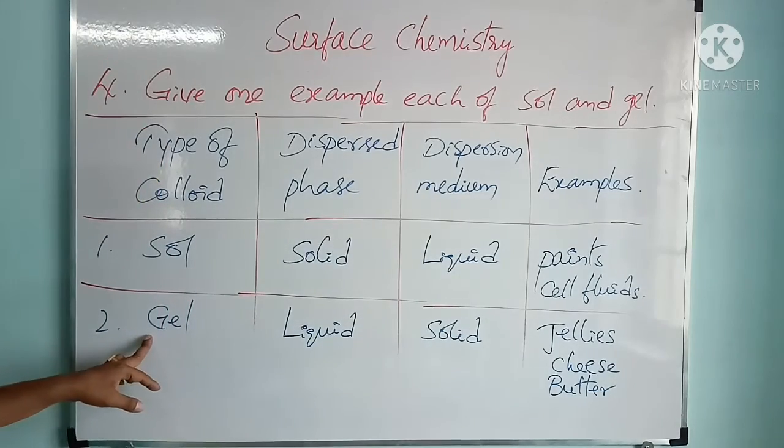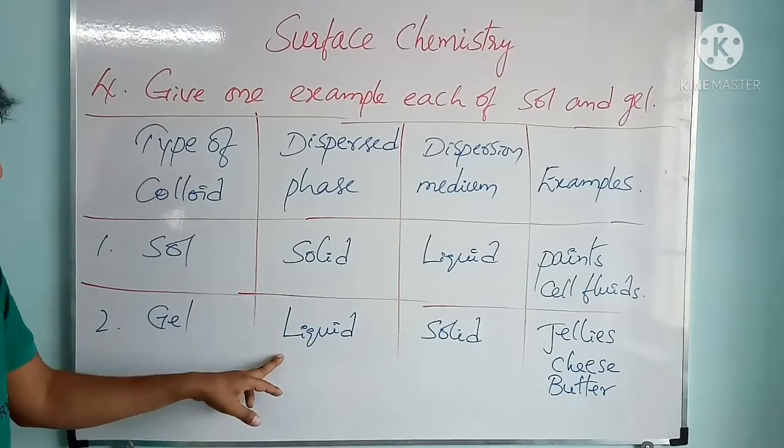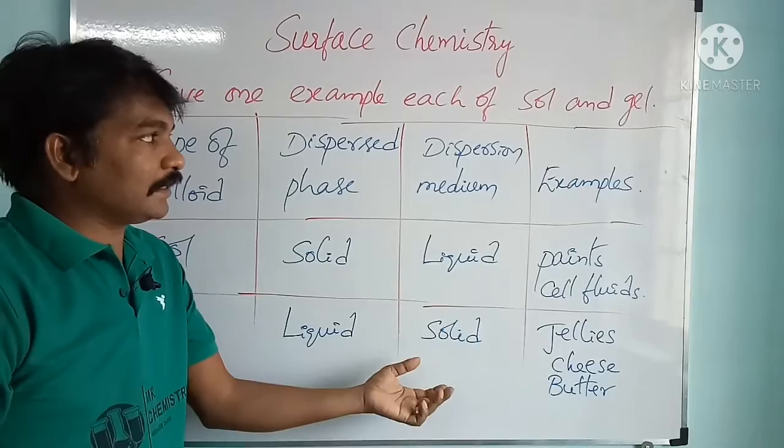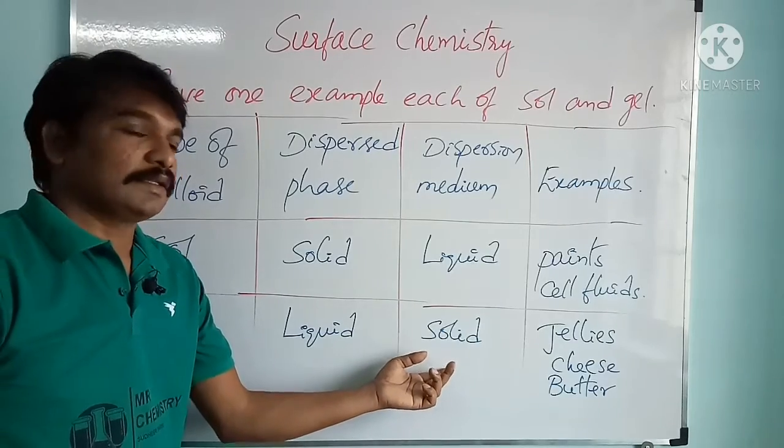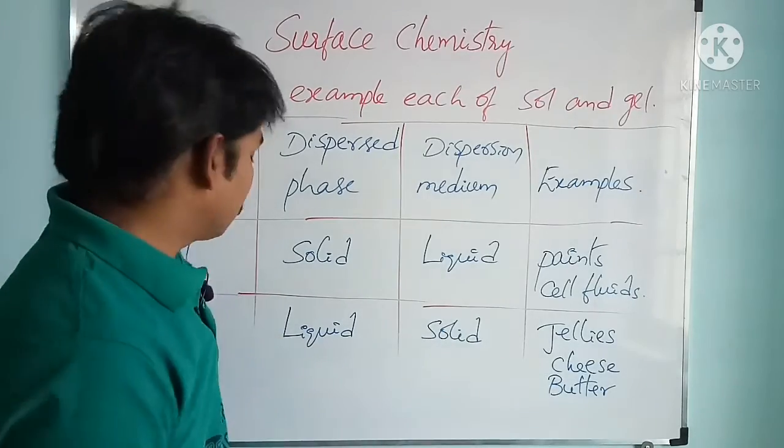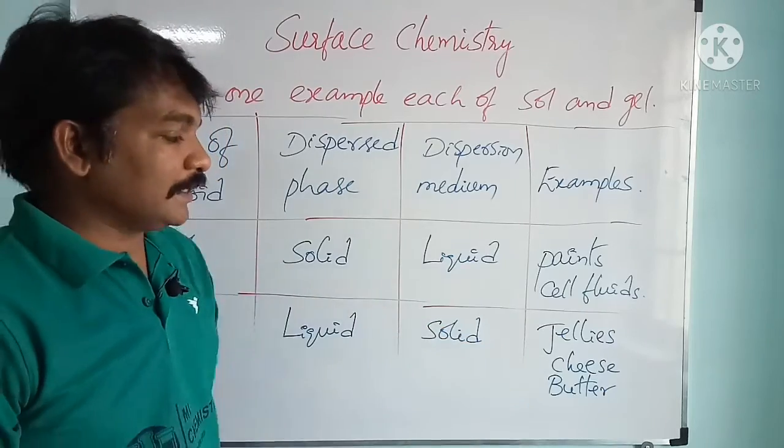And next, the colloid is a gel, and here the dispersed phase is liquid and the dispersion medium is solid. Examples of gels are jellies, cheese, and butter.